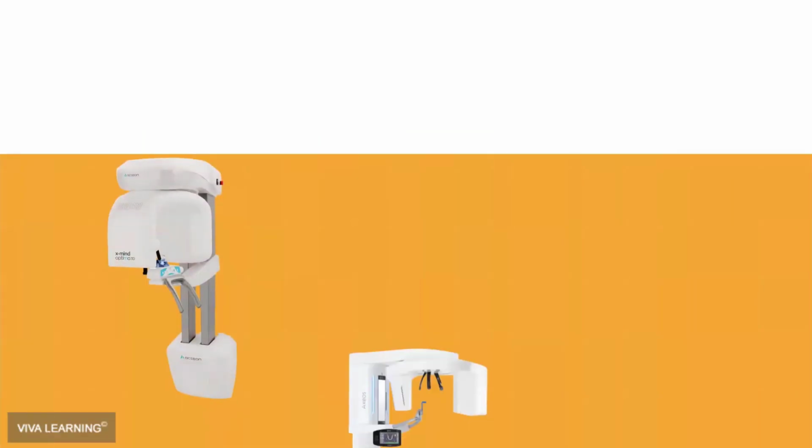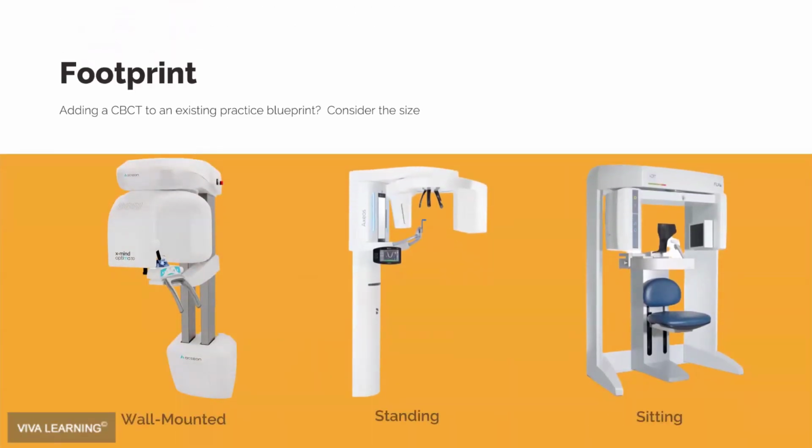Okay, on to footprint and practice flow. So there's three main options. The sitting option is a little old school. That's the old iCat. Takes up about the size of a whole operatory. Then you have, I'd say most of the machines are standing options. They are mounted on the floor. A little bit more difficult to maybe install and certainly more difficult to remove.